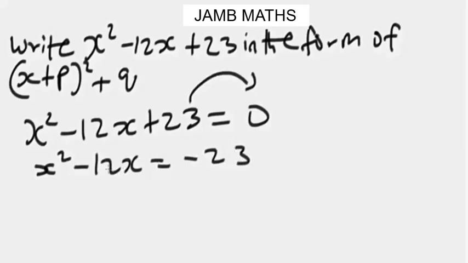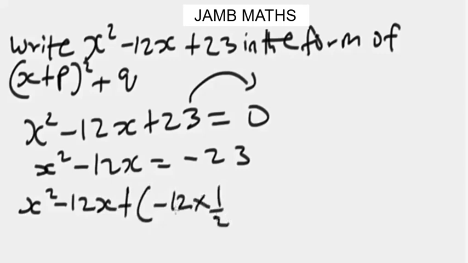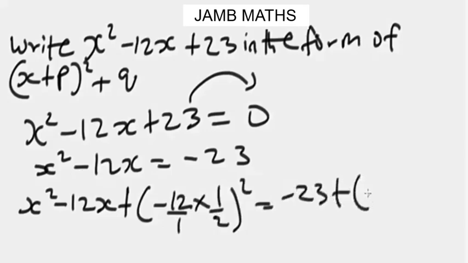Okay, now you multiply the coefficient of x, which is minus 12, by half and square it. So if you do, we're going to have x squared minus 12x. So the coefficient of x will give us minus 12. So we're going to have it to be plus, now we have (minus 12 times 1 over 2) squared, on both sides. We're going to have minus 23, alright, plus (minus 12 over 1 times 1 over 2) squared.